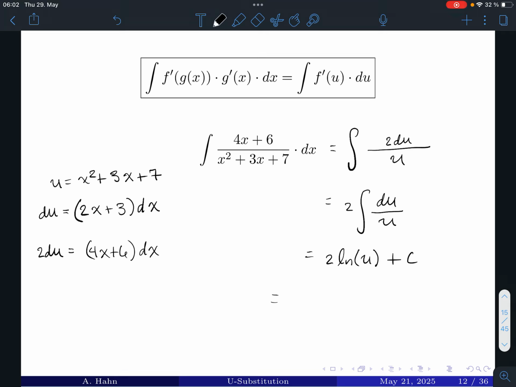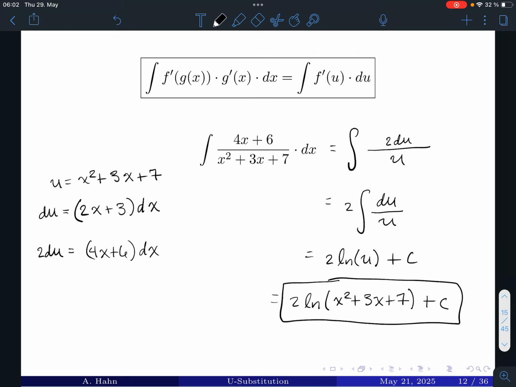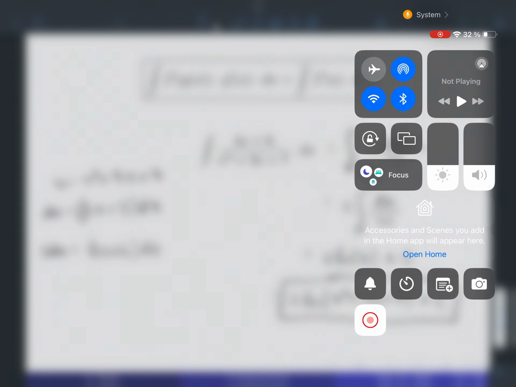And then our final step, like we've been doing, is plugging back in u. So then our final answer, 2 ln u, which is x squared plus 3x plus 7, plus c. Great.